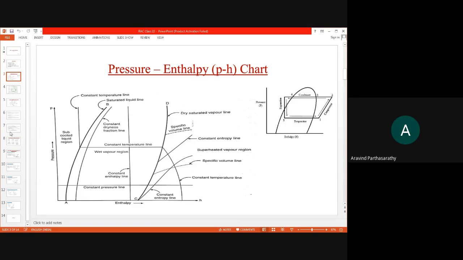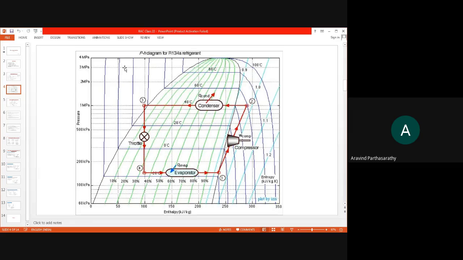Okay, right. So in the next slide, this is a pH diagram for the R134A refrigerant. In last class we already told you how to find out each and every state point: 1, 2, 3, 4, all these state points, how you are going to find them. By using this 10%, 20%, the green line indicates the dryness fraction line, and this blue line indicates the temperature.